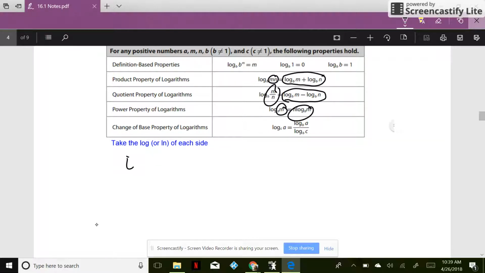So for example, if we've got log base 4 of 5, what we can do is take log of 5 and divide it by log of 4, and that's going to give us our value. So change of base here is super duper important. You'll want to use that to solve things in your calculator.